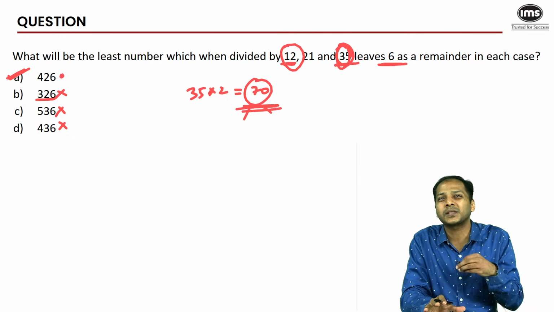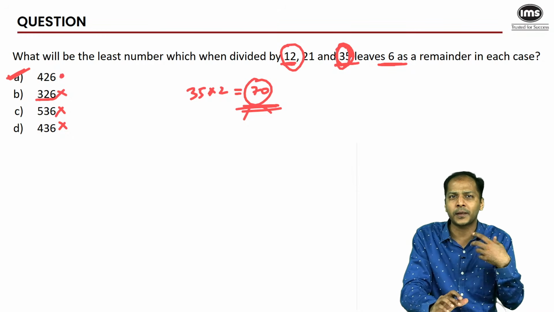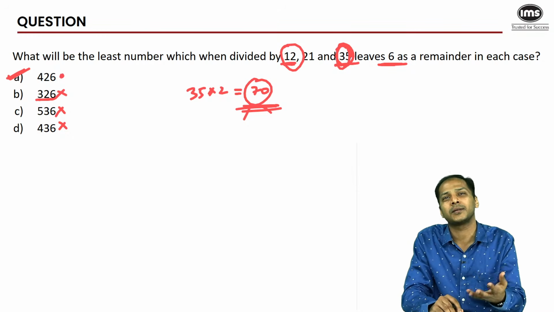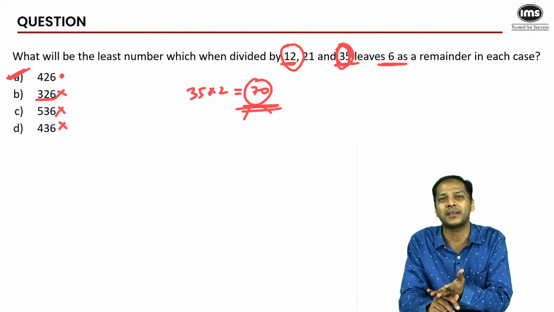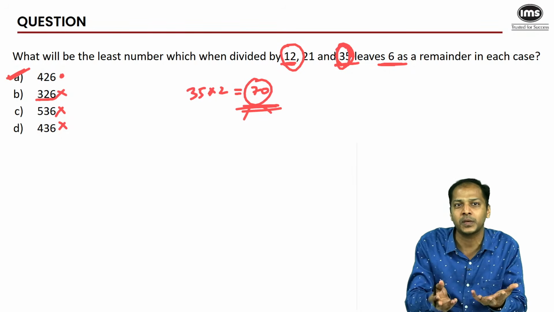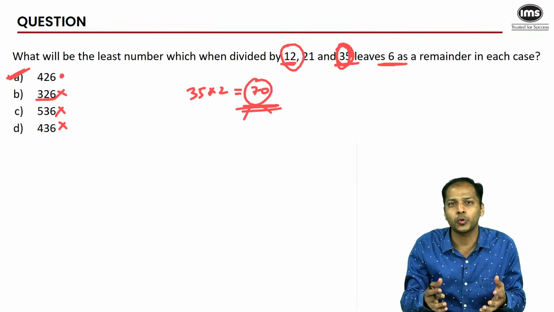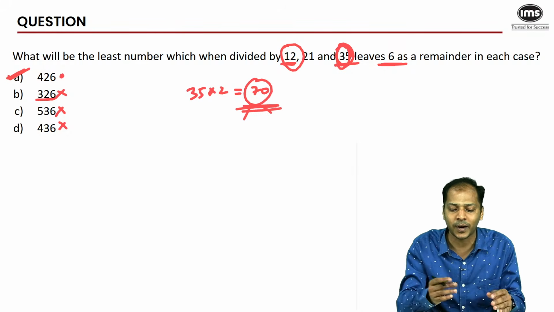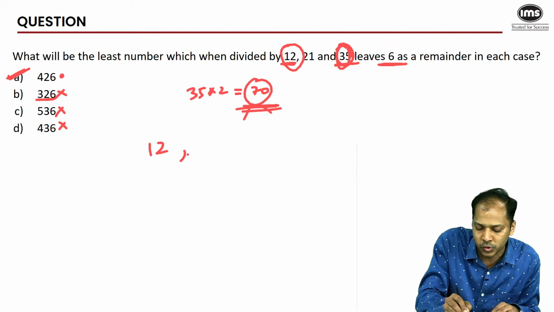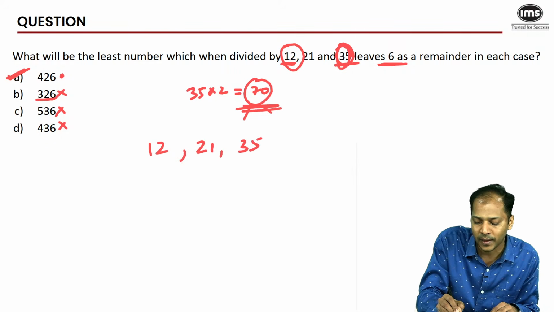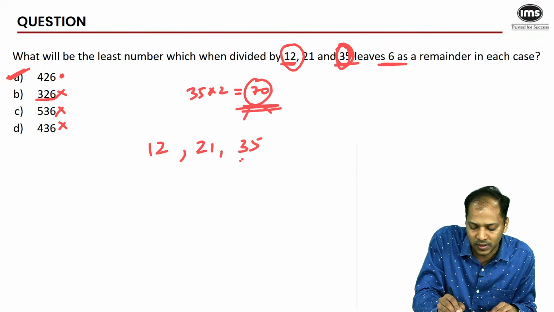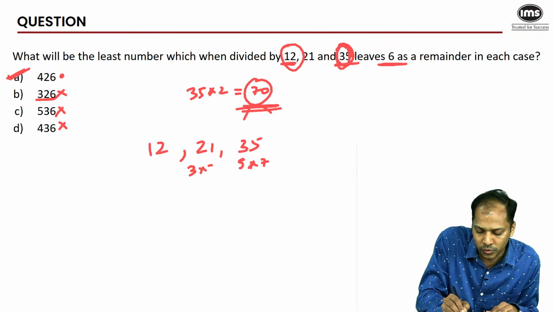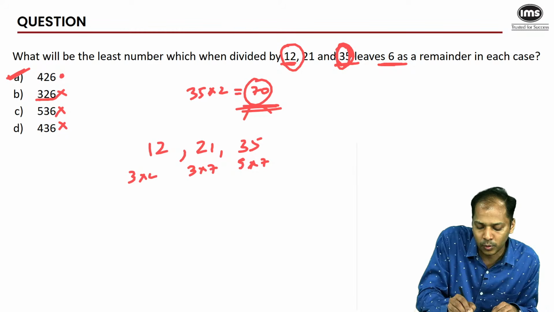However, this was a little complex, mental, intuitive way of solving this question. The other method would be to simply calculate the LCM, right? Why try to be so smart? So if you want to calculate the LCM and add a 6, that could also have been done. That would be 12, 21, 35. So this is 5 into 7. This is 3 into 7. This is 3 into 4.